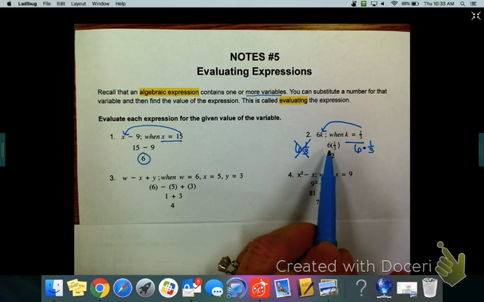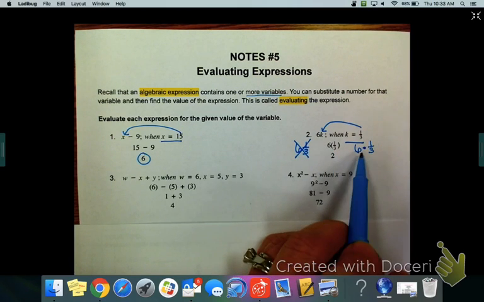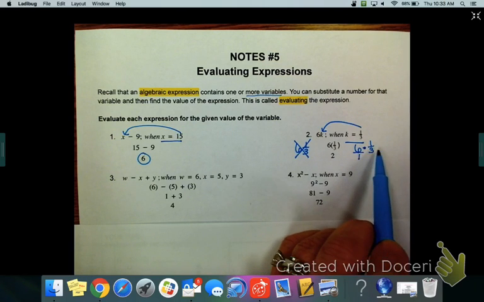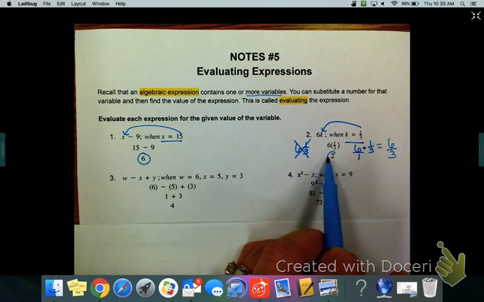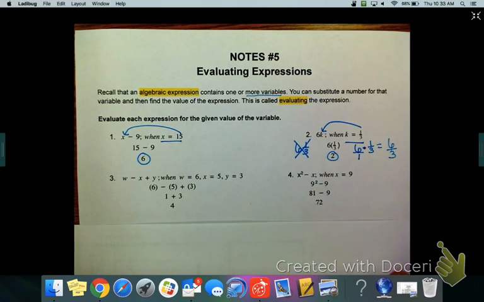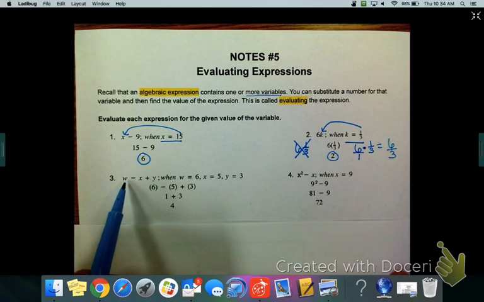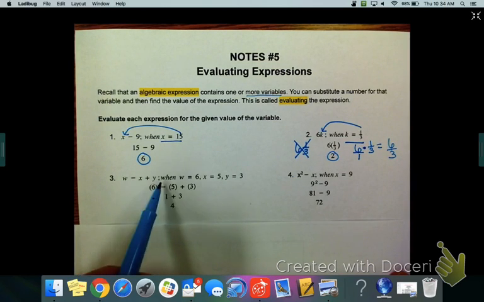All I have to do now is multiply straight across. And 6 times 1 is 6, and then I would multiply the denominator straight across. 1 times 3 is 3. So I actually have 6 over 3, and to simplify that, 6 divided by 3 is 2. My answer is 2. In the third example, you see several variables in the expression.